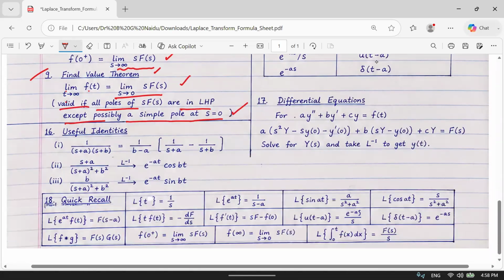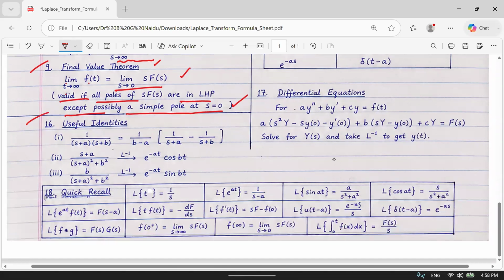And there are some useful identities. So you can write 1 by (s plus a)(s plus b) as 1 by (b minus a) times [1 by (s plus a) minus 1 by (s plus b)]. Whenever certain kinds of identities are given, we can write them like this so that we can simply apply the Laplace transformation. Otherwise we have to use the partial fraction method, right?